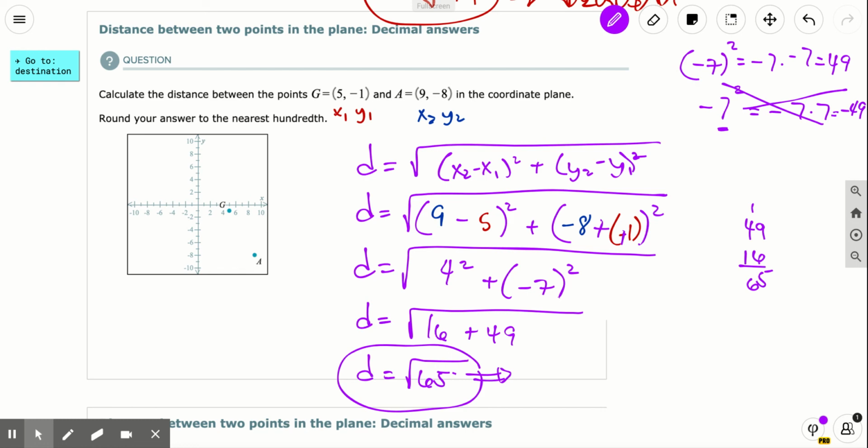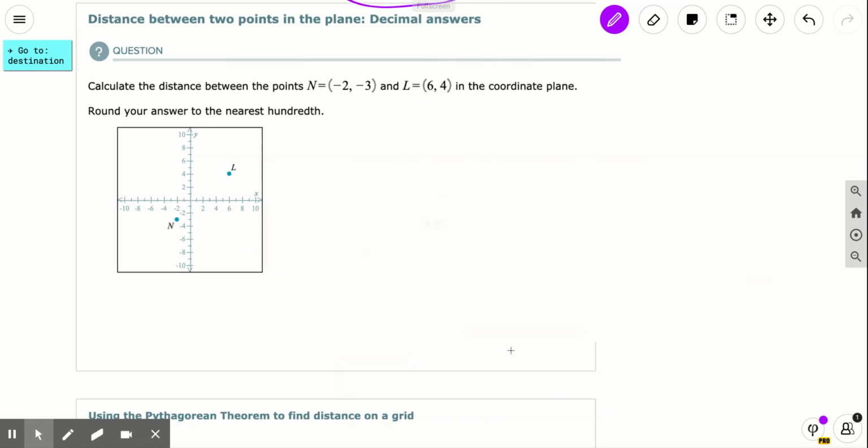8.062. 2 is less than 5, so we don't round up, we stay there. So it's 8.06. Okay, next one. Okay, last one for distance.